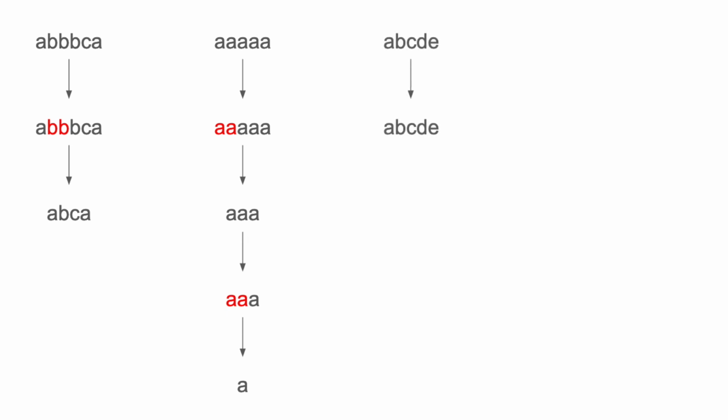The third example is when a string has all unique characters: A, B, C, D, E. In that case, the result is the same. Nothing is removed from the string. And the fourth example is when the string contains only a single character. In that case also there is no removal.